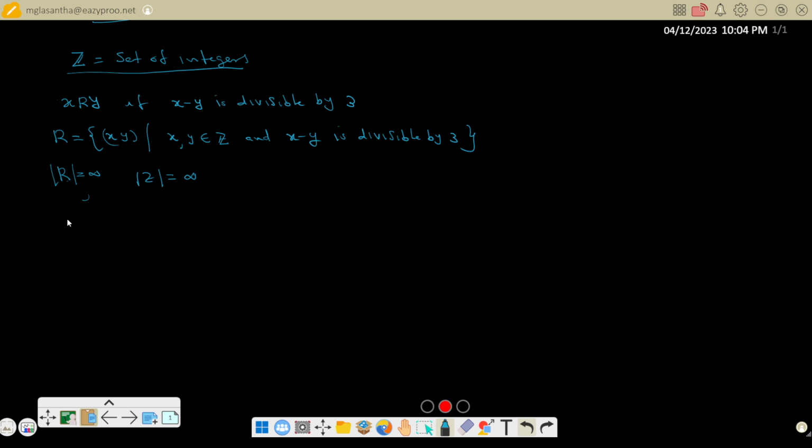Is it possible to list out a few elements of R? If I ask, does (2,1) belong to R, or does (2,1) not belong to R?